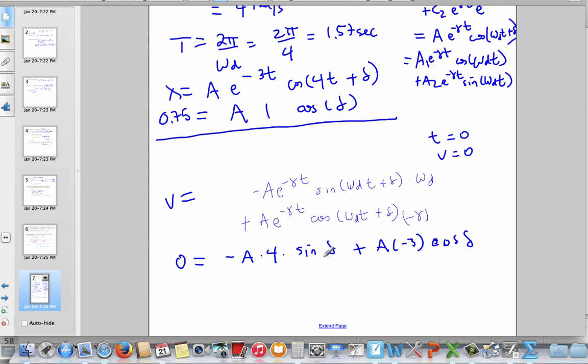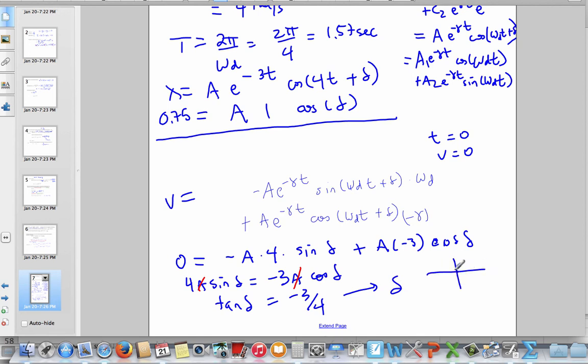So we will take this over to the other side. 4A sine delta is minus 3A cos delta. And then we can cancel A off on both sides, as it appears in both. And we're getting an equation that we can solve for the tangent. Sine over cosine is tangent, so we just divide through both sides by cosine. It's minus 3/4. So that's going to give us a solution for delta. Now, tangent is negative in quadrants 2 and 4, so we'll have to pick the right one. And then once we've got delta, we can pop it back in up here and work out the value for the amplitude.